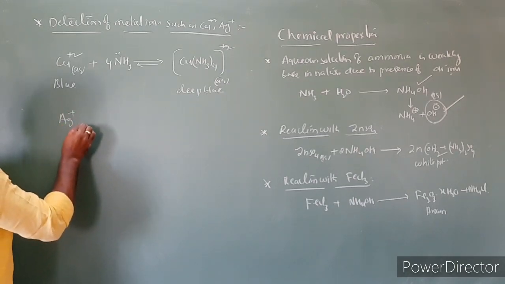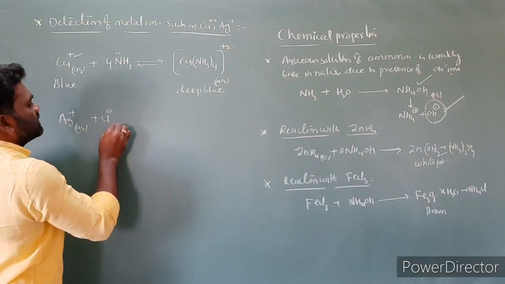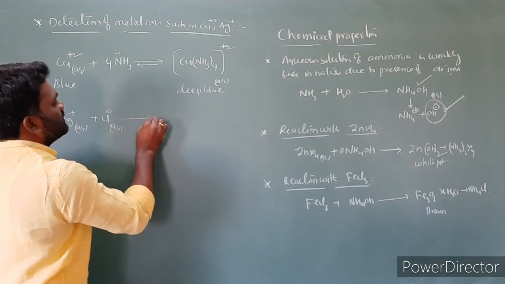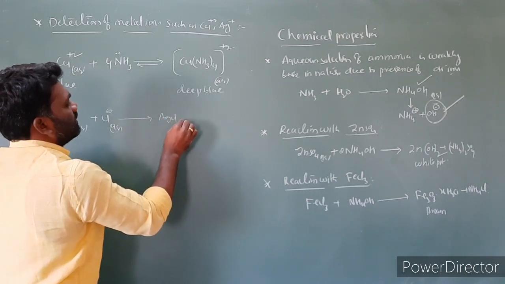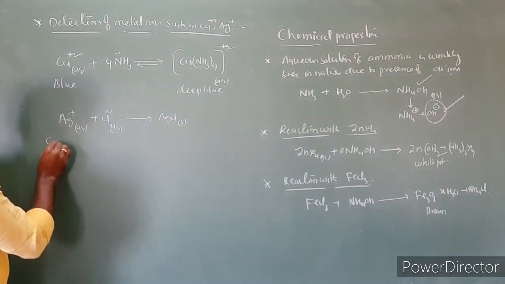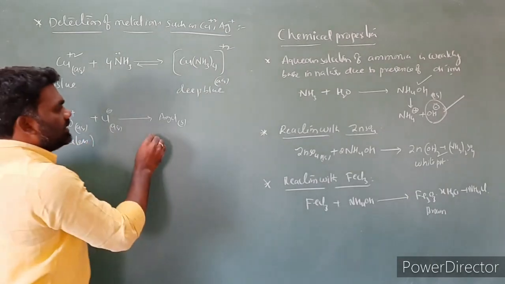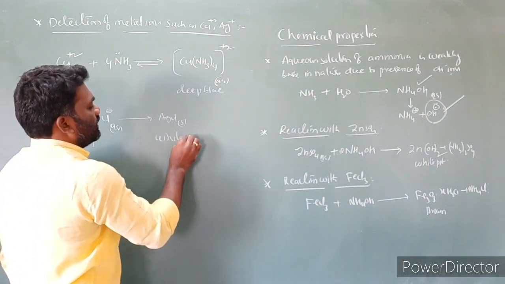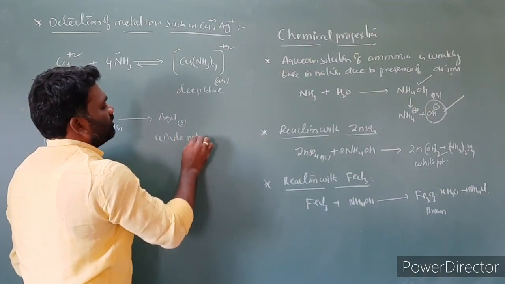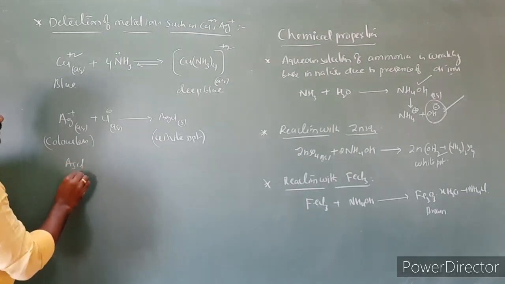Ag+ in aqueous solution. Ag+ plus Cl- in aqueous gives rise to AgCl, which is a solid. Ag+ is colorless. AgCl is a white PPT.